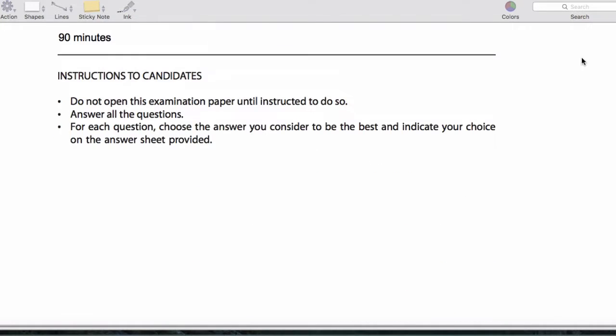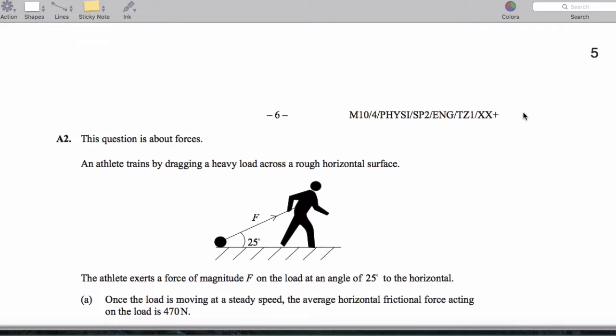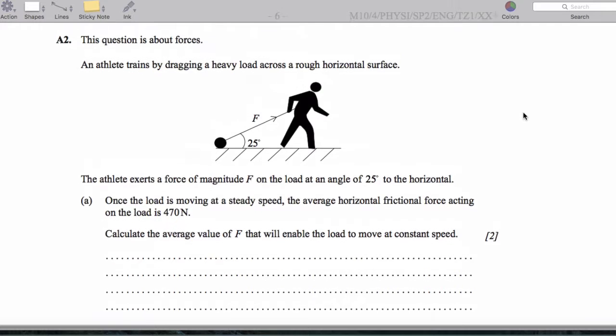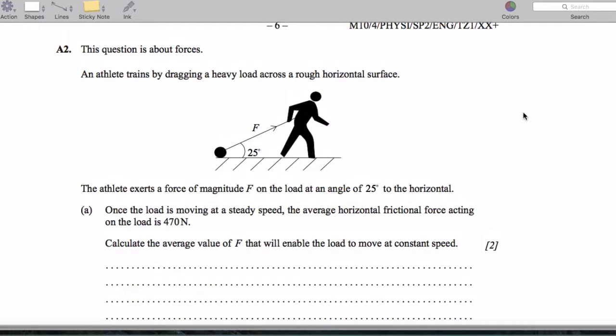All right, so this was the practice exam that I passed out and wanted to make sure that we went through it together. So we have this athlete pulling this heavy load across a horizontal surface. Rough horizontal surface. Whenever you see that in any physics class, IB or otherwise, that indicates friction. And I would immediately go to the data booklet and just copy down the friction formula because we're going to need it later.